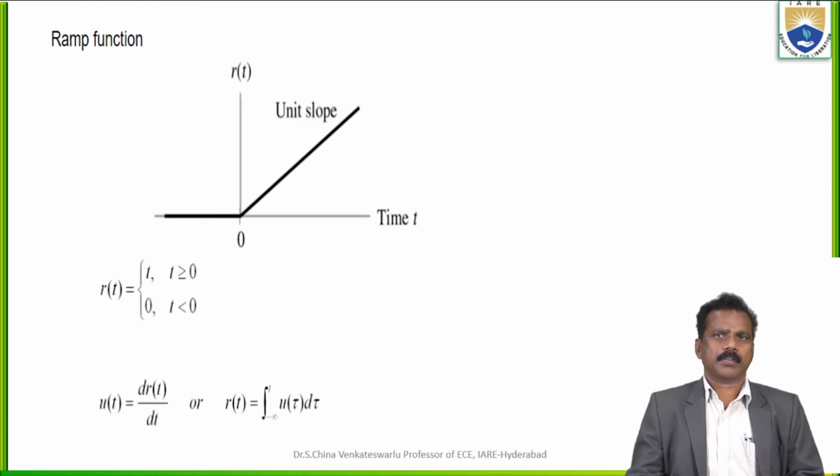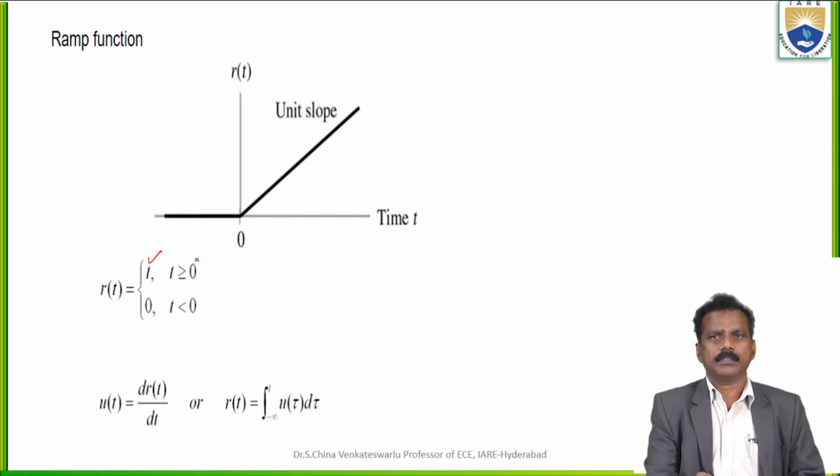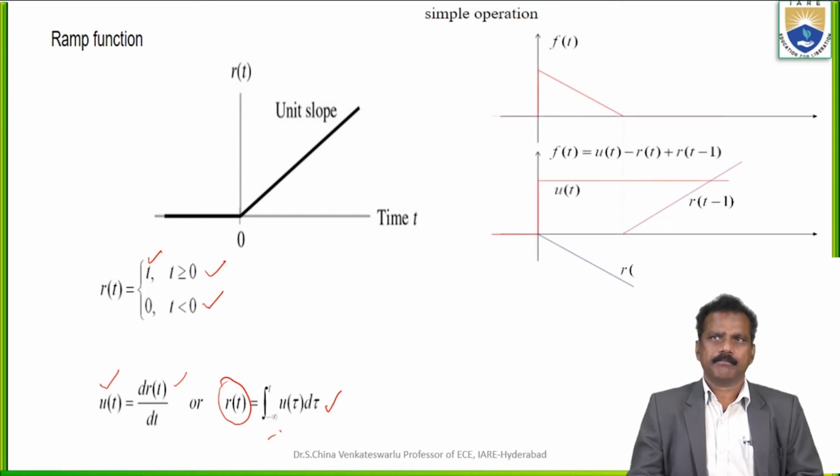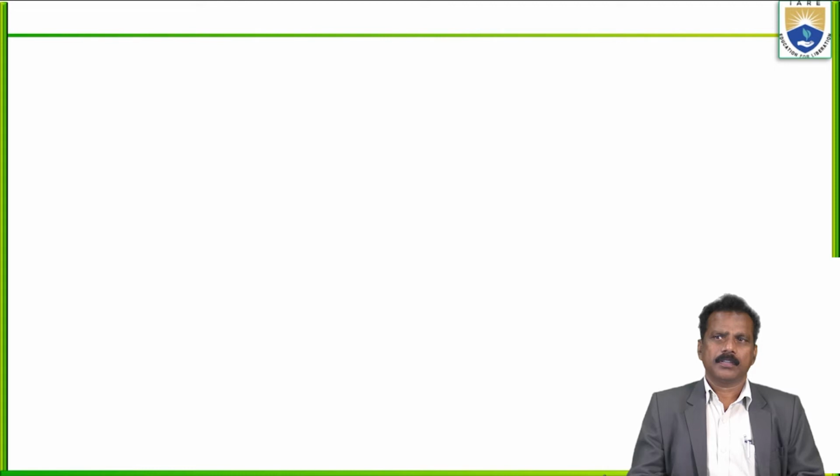Next, we have to consider the ramp. The ramp function is t versus r of t. It has unit slope, where r of t is equal to t for t greater than or equal to 0, and 0 for t less than 0. So u of t is dr of t by dt, or r of t is the integral from minus infinity to t of u of tau d tau. We will represent it graphically. This is a simple operation with the help of f of t, where f of t is equal to u of t minus r of t plus, like this.